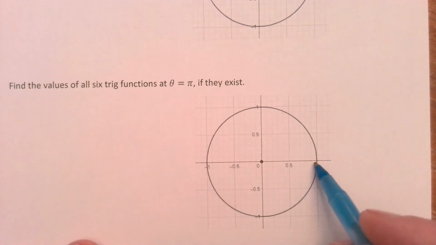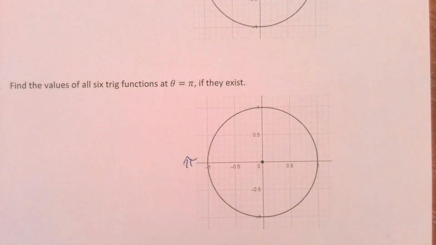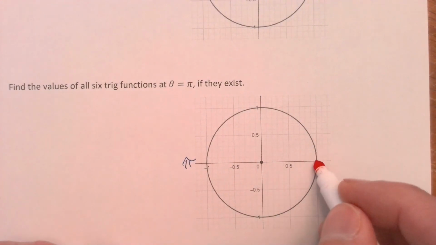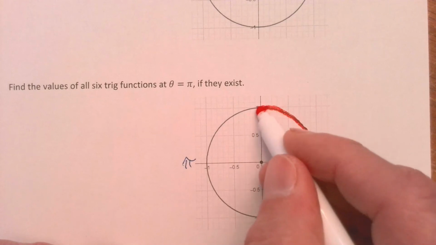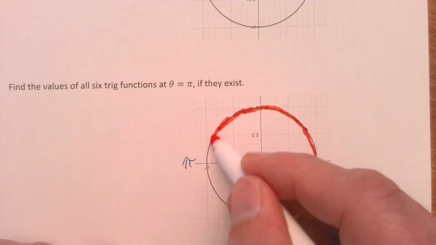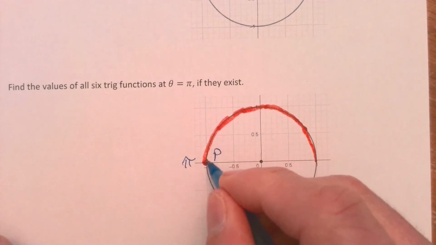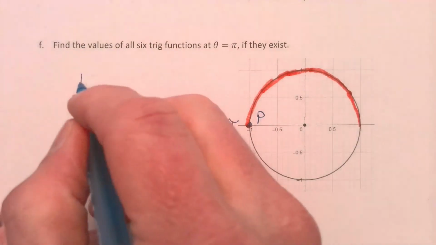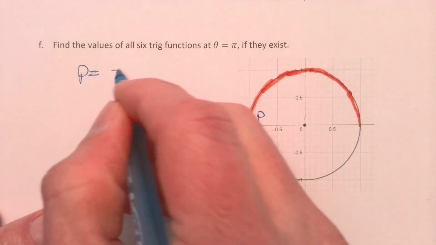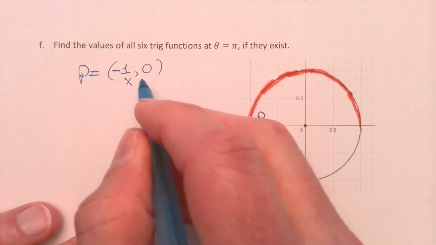We're right here. Of course, this time we're at pi. And so what you're going to need to know about being at pi is the point on the circle, let's call it point P right here. P has coordinates that look like this. That's the x and that's the y.